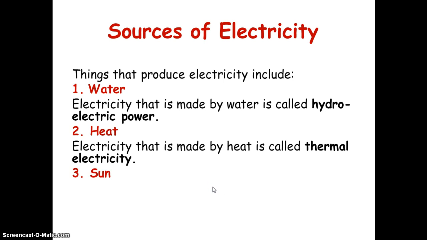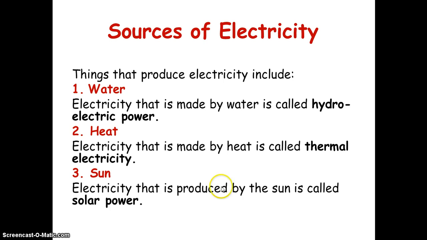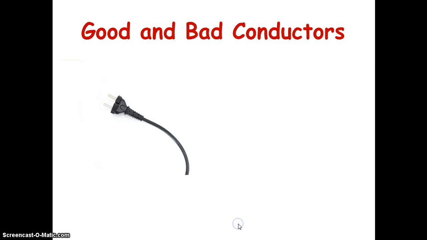Another well-known source of electricity is the sun, okay? And electricity that is produced by the sun is called solar power. There are solar panels which people put in sunlight, so that when that device receives the sunlight, it converts the heat energy coming from the sun into electricity. So the sun is a source of electricity, and the electricity which it produces is called solar power.